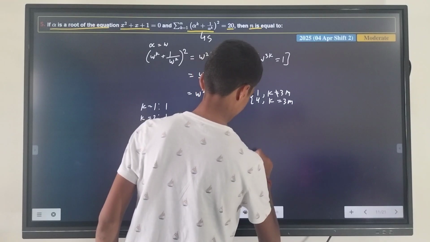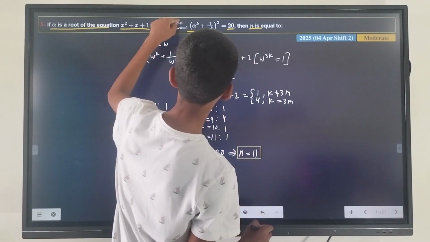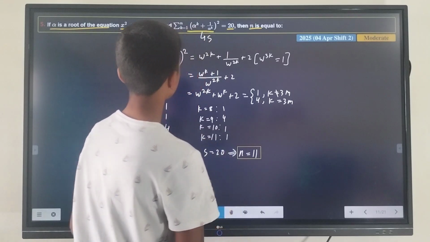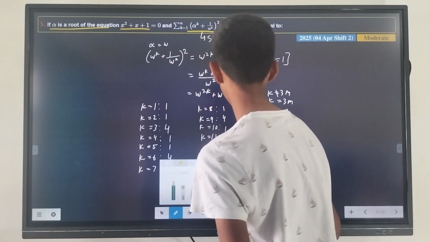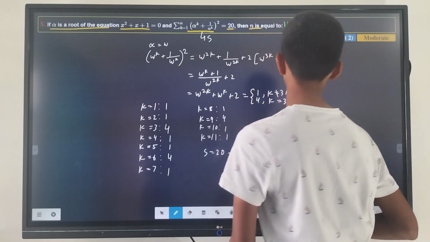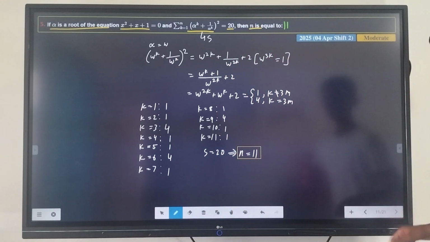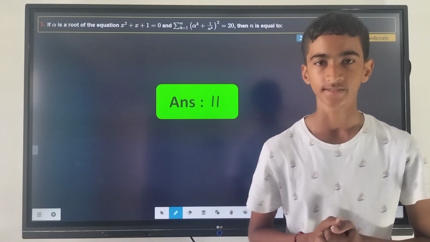So from here, n is equal to 11. This n is equal to 11. So from here, our answer is equal to 11. And here is our solution. We can see that our answer is correct.